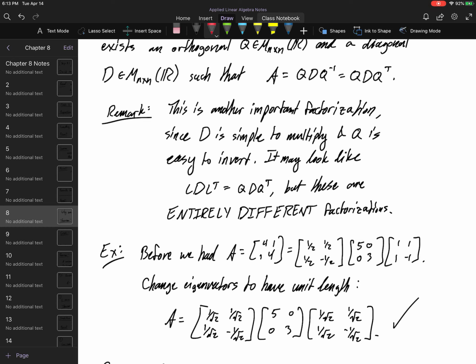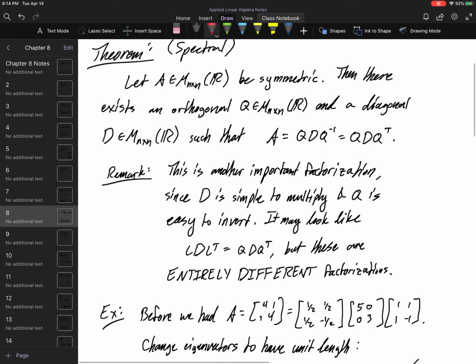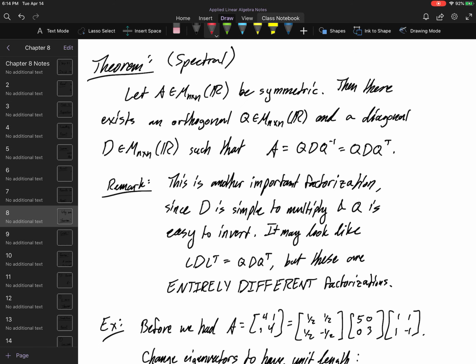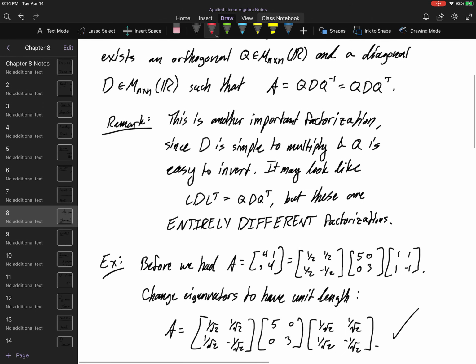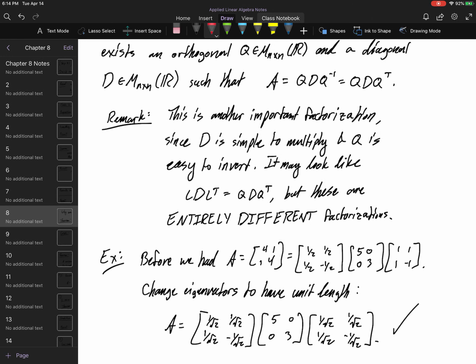So just like we had LU encoding Gaussian elimination, and the QR factorization encoding Gram-Schmidt, now we have the spectral theorem talking about eigenvector decompositions. So this guy, we're close. This isn't quite the factorization that we want to get to, because we want to do this for rectangular matrices, not just square matrices. But this is an important factorization.